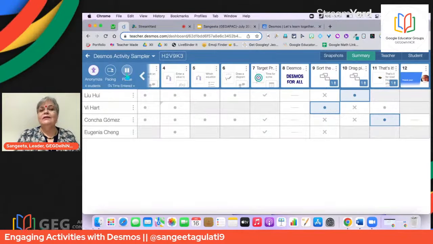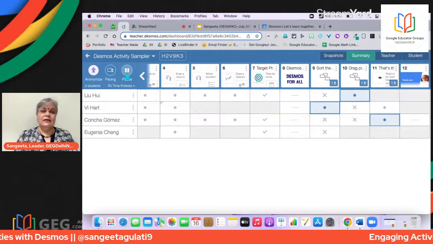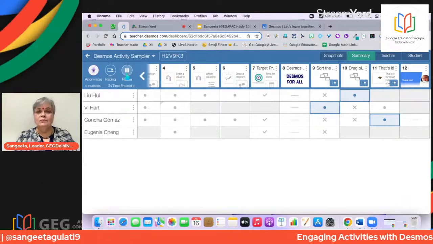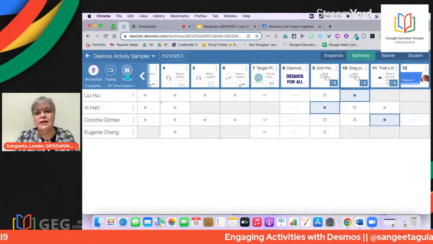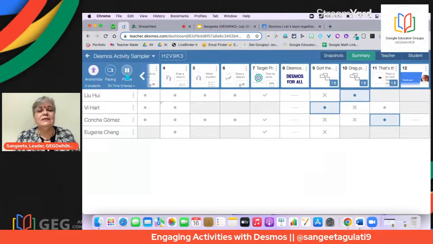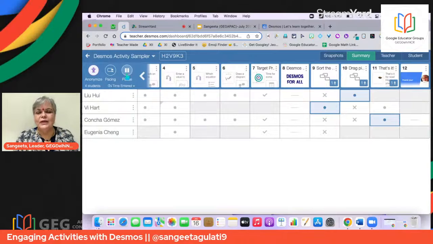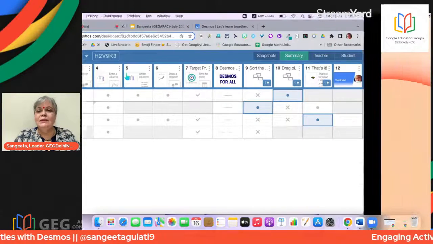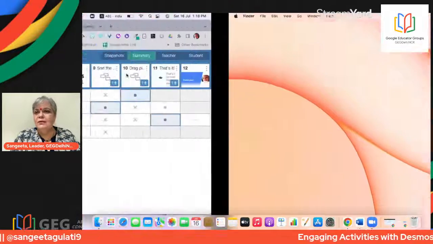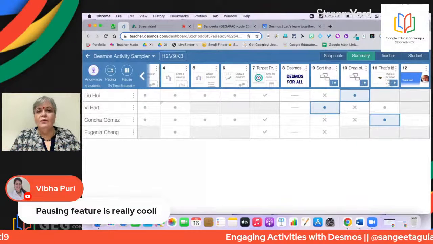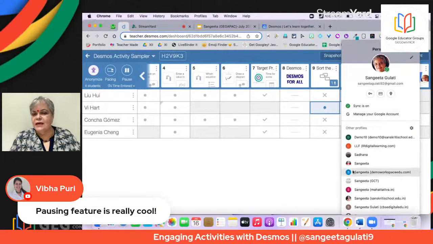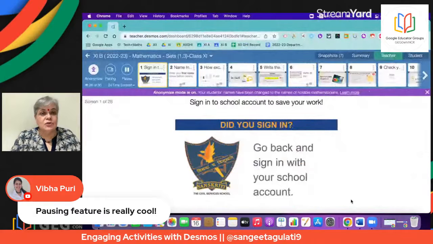But to get back the attention of the students in the class to the board or to my screen so that they can understand what I'm doing is very, very important. And Desmos has that possibility of putting everything on pause. Let me quickly showcase what options I have with my students.